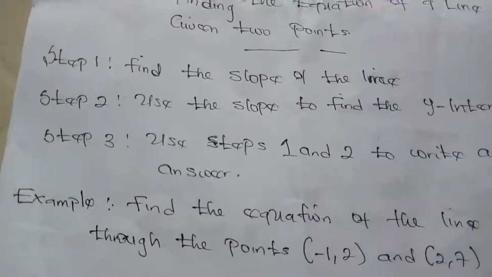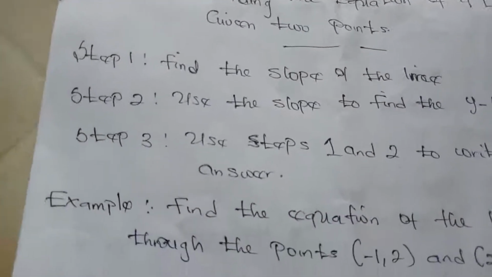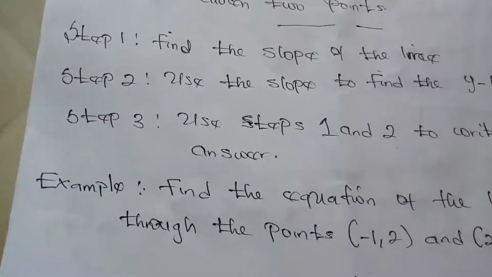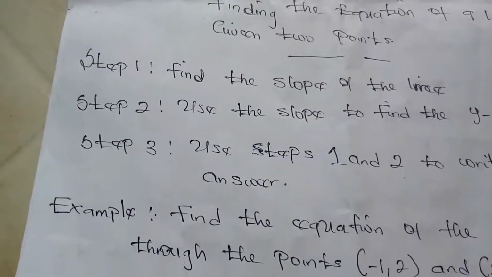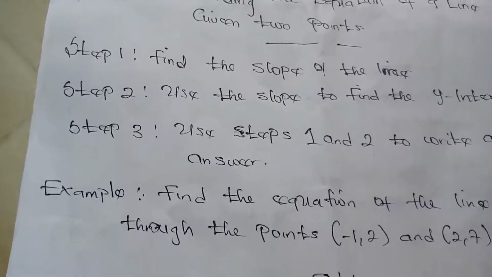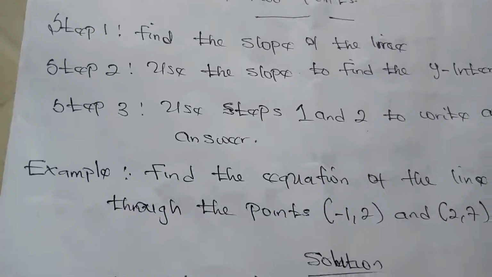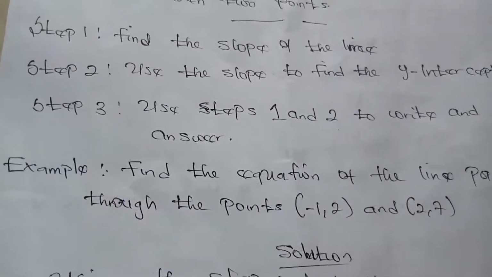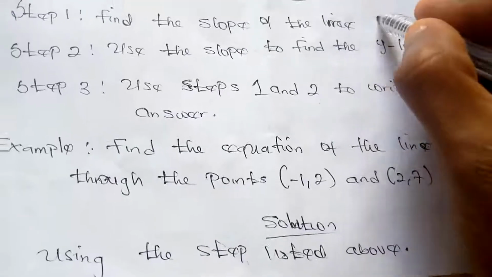And there are steps to be followed. We don't just jump and start solving. We have to follow the steps, step by step. So step 1, you find the slope of the line. First of all, find the slope, or m.